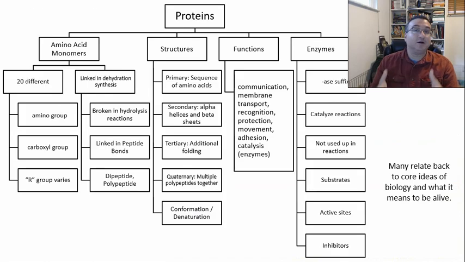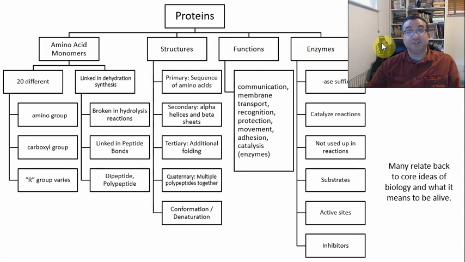Now here's a large graphic organizer, and it shows all the different things we talked about with proteins here. What about amino acids? How are they different? How are they put together? What are the structures of protein, and what words are involved with that? What functions do proteins do? And what about enzymes, that special group of proteins?